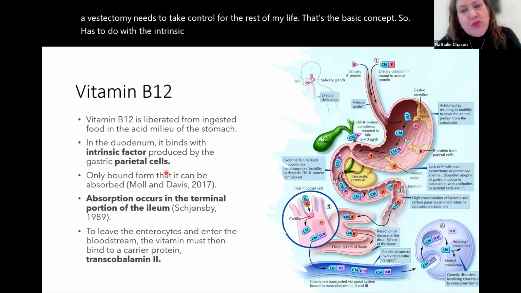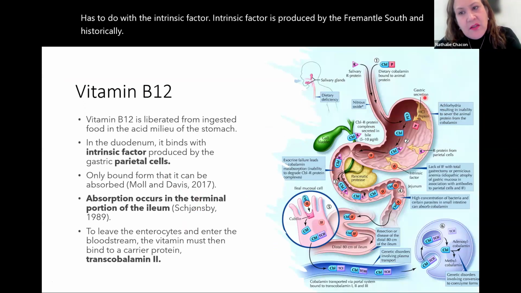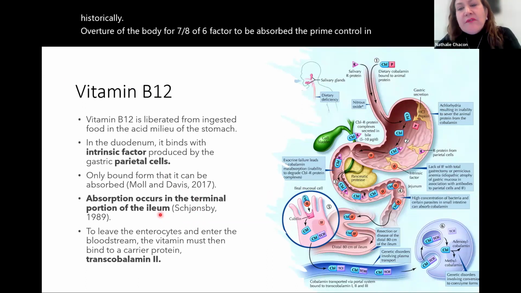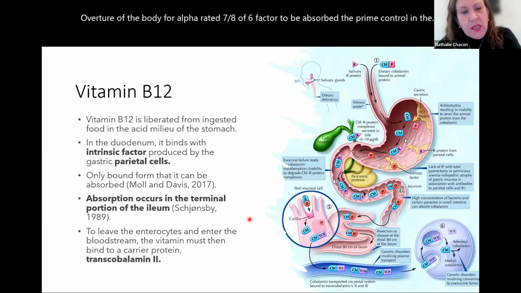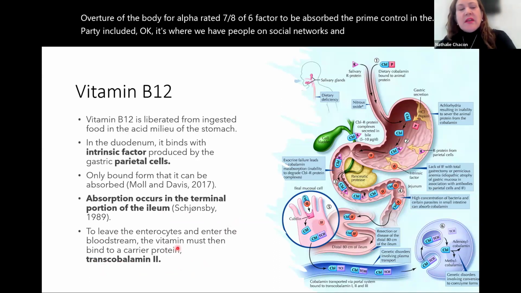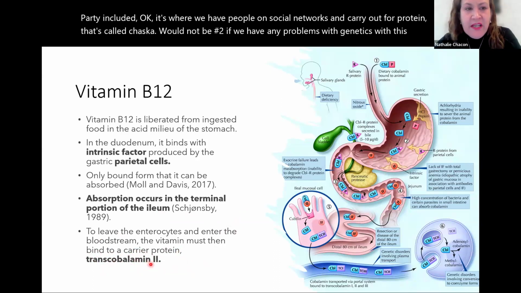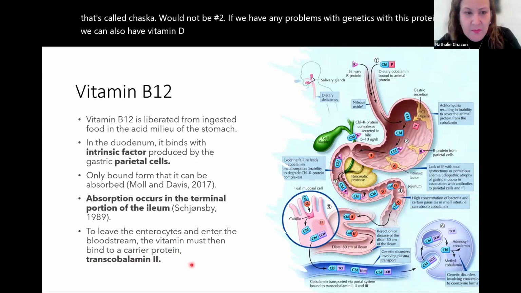Intrinsic factor is produced by the parietal cells in the stomach, specifically in the body and the curvature of the body. Here are the parietal cells. We need that intrinsic factor to absorb vitamin B12 in the terminal part of the ileum, okay, which is where we have B12 absorption, but we also need a carrier protein. That's called transcobalamin 2. If we have any genetic problem with this protein, we can also have vitamin B12 deficiency anemia.